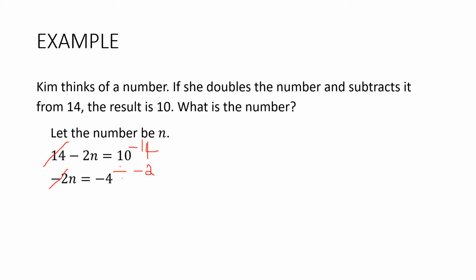You can even use your calculator for that if you want to. n is equal to, what's this? Negative 4 divided by negative 2 is 2. So let's interpret the answer. Therefore, the number is 2.